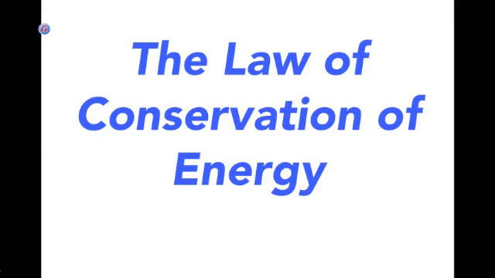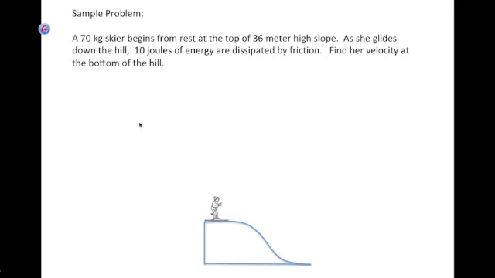Let's solve a problem using the law of conservation of energy. So in this problem we have a 70 kilogram skier that begins from rest at the top of a 36-meter high slope. She glides down the hill and 10 joules of energy are dissipated by friction. Find her velocity at the bottom of the hill.